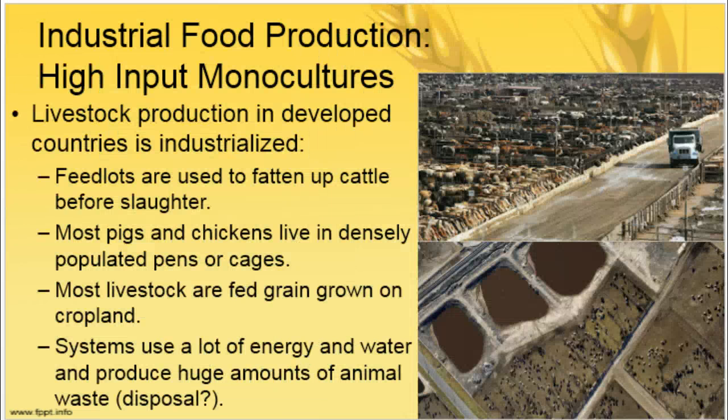Also, since these are monocultures, sometimes what is done with livestock is they're using these feedlots essentially to grow massive amounts of livestock in a certain area. So cattle, pigs, chickens, things like that. And these feedlot systems use tremendous amounts of energy and water, and they produce a tremendous amount of sewage, of animal waste that we have to have a way to deal with.